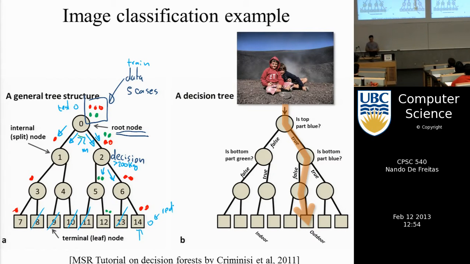So here's another example where you have an image as input, and your question might be, is the top of the image blue? If it's yes, then you ask the next question, is the bottom part of the image blue? If it's not, the image goes this way, and eventually it arrives at a leaf. And all the images that are outdoor scenes are likely to arrive at that leaf following these decisions. Okay? Of course, that's not going to be perfect because there's some stochasticity here.